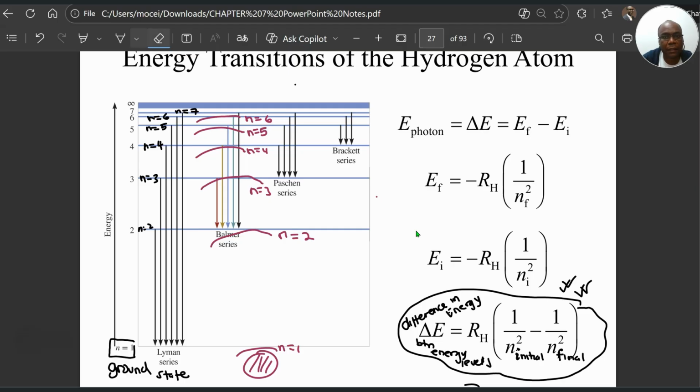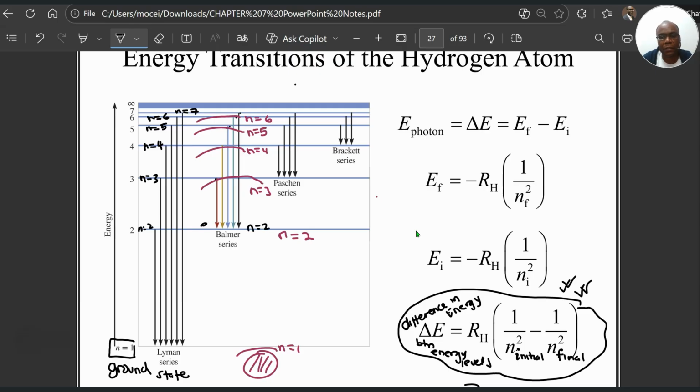Okay, now the next one will be the Balmer series. The Balmer series is where you have an electron on either n equals 7, 6, 5, 4, 3, but those electrons are falling and stopping at n equals 2.